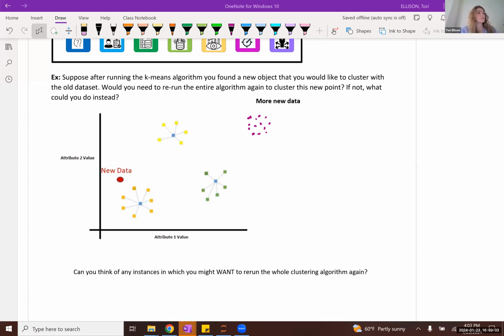All right, so I just closed the rooms. Interested to see what people think. So we had already clustered a given data set, and we added a new point or a new set of observations to this data set. Do we necessarily need to rerun the k-means clustering algorithm again? And if not, what can we do instead? So what did we say?